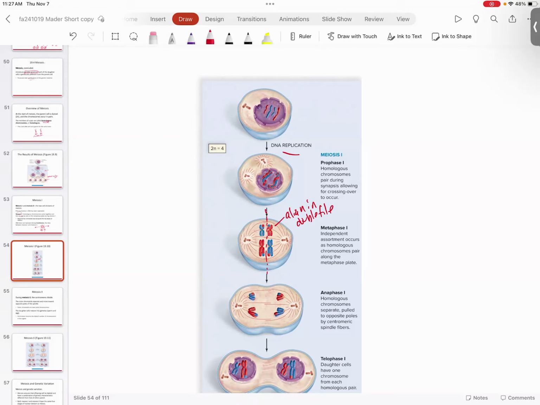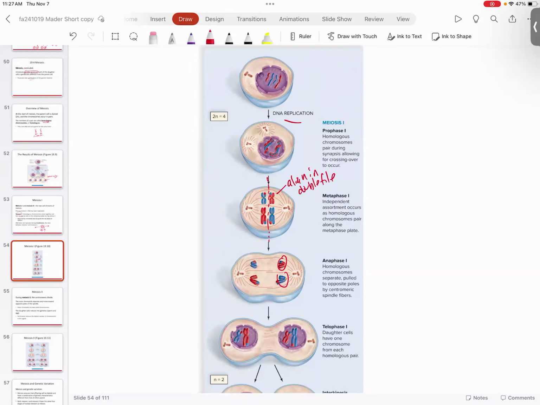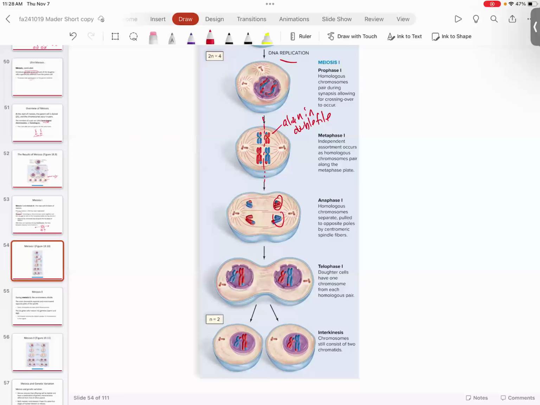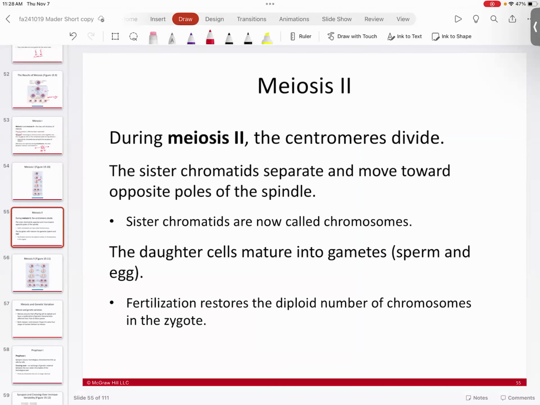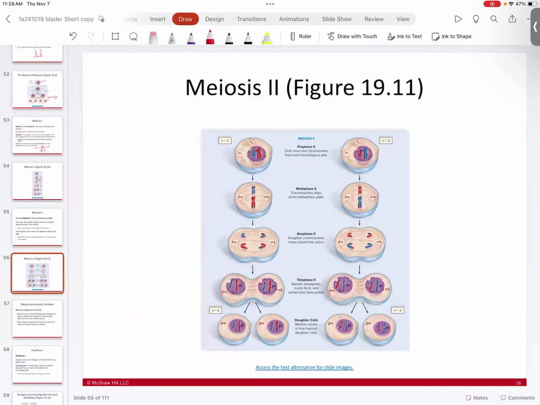So once anaphase I hits, it pulls each of the homologs toward the pole, and then telophase I will reform the cells around them. So you'll now have two cells that are haploid in nature because you've separated your homologs from each other. Then in meiosis II, it's exactly the same as mitosis. So let's go ahead and take a look at it.